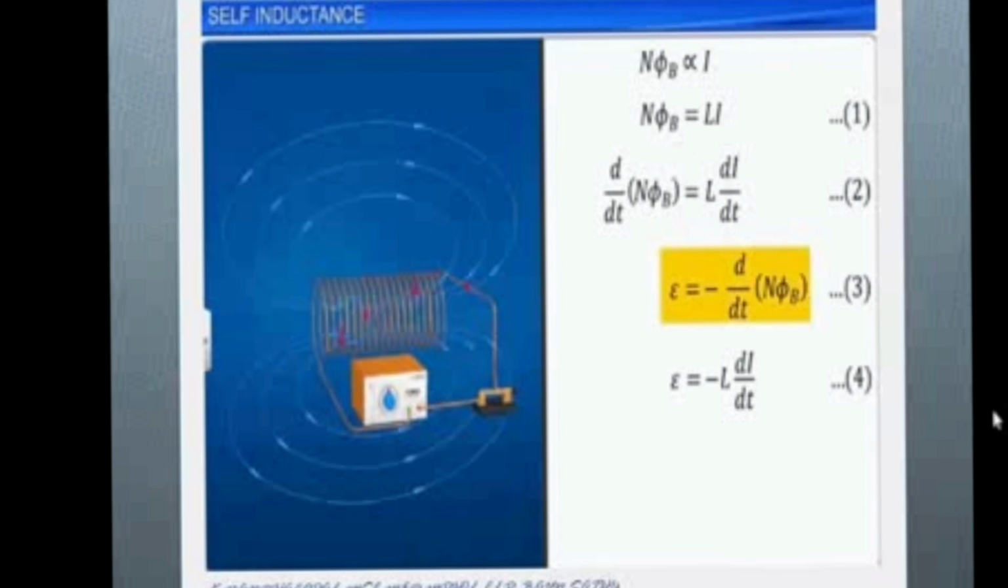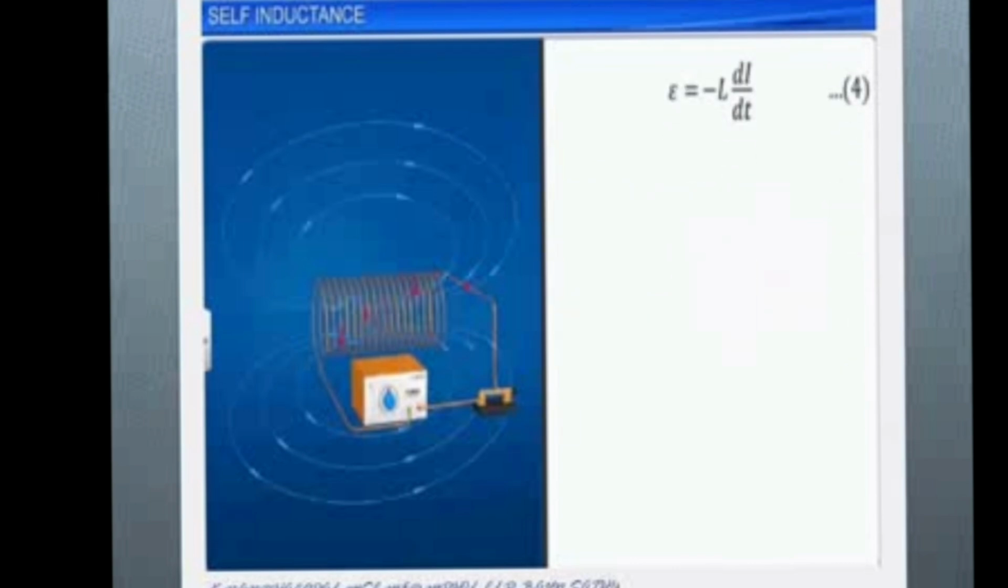This is the equation according to Faraday's law, E equal to minus d by dt of N phi B. That is equation number 3 according to Faraday's law. So EMF is induced in the coil. The final equation is that the induced EMF is in the opposite direction to the flow of current. That current opposes the flow of current. That is called self-inductance, shown in the equation E equal to minus L into di by dt, where L is the self-inductance and I is the flow of current.